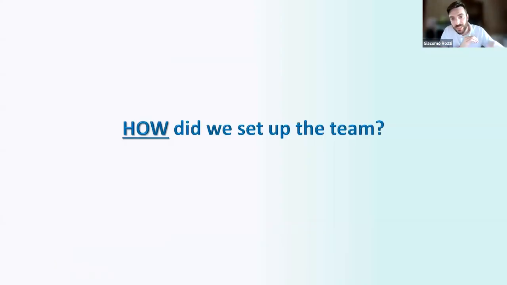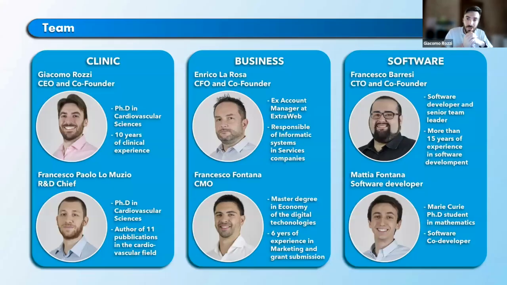Now, how did we set up the team? At the very beginning, we set up the team with these three verticals. One vertical was the clinic one, with me and my colleague, who both performed the same PhD at the University of Verona. Then there was the business one with Enrico, who is a businessman, and another guy with a degree in economy of the digital technologies. And then we have the technical or software aspects of the company, with software developers, mathematicians, and so on.